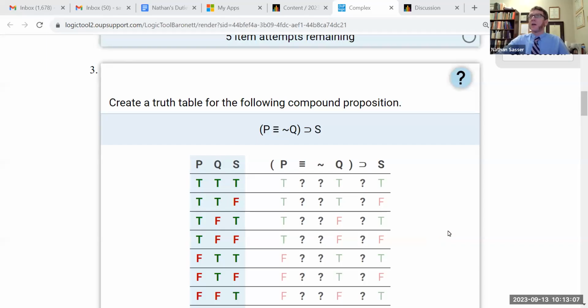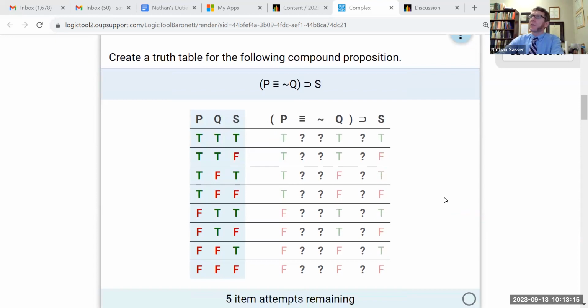Okay, logicians, I'm on 7D, interactive set 2, and this is number 3 as per request. So here we've got a truth table. Here's our compound statement: P, if it's the case that P is true, if and only if not Q, then S. That's how that reads.